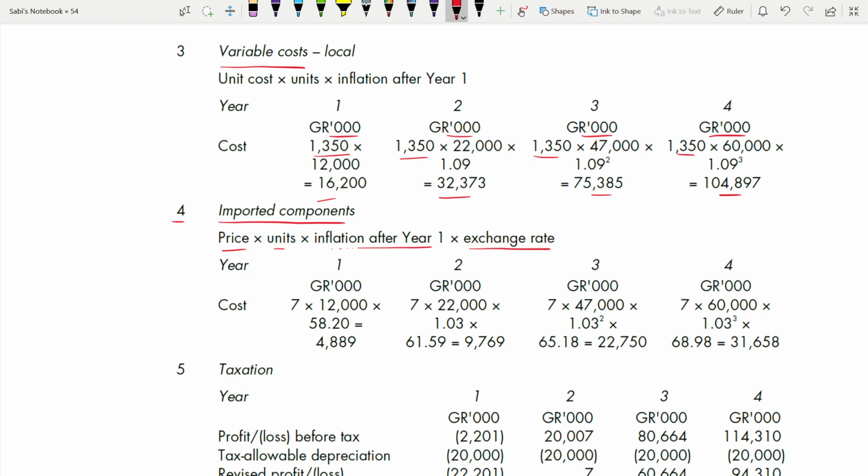So now, what is it? It was $7. The price is 7 for all the 4 years. Unit, the same unit you have used for variable cost and sales. Inflation, it is in US dollars, 7. In the US, the inflation is 3%. That's why, not in the first year, but from the second year onwards: 1.03, 1.03 to the power 2, 1.03 to the power 3. Then you have to multiply by the exchange rate: first year, second year, third year, fourth year. Okay, so this amount will go to the main table.